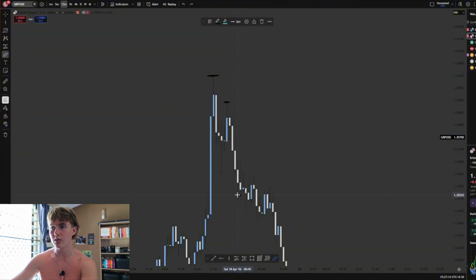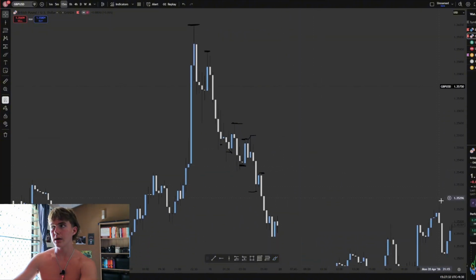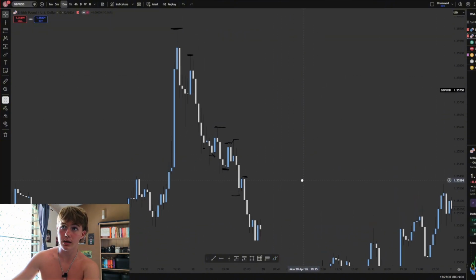Low: down candle, up candle. Low: down candle, up candle. Low: up candle, down candle. High: down candle, up candle. Low: up candle, down candle. High, high, low, high. And now you can see a trend is basically higher high, lower low, lower high, lower low, lower high, lower low, lower high, lower low, higher high, lower low, lower high.